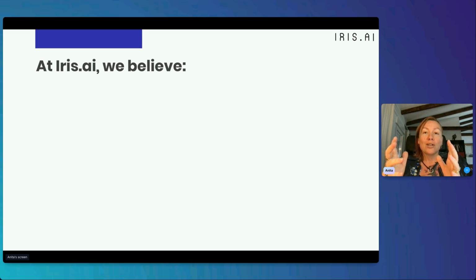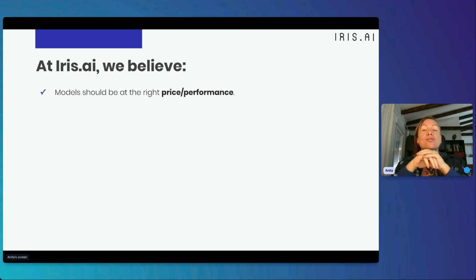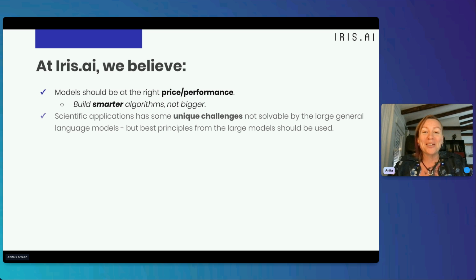So with that said, that was a little bit of the background. What we believe here at Iris, and what fuels the tools we're building and the Researcher Workspace as the primary tool that we're going to demonstrate to you today, is firstly that models, which is the machine learning models that lie underneath the interface you're going to see, should be at the right price and performance. It should be good enough so that it works, but it should also be affordable. Or said differently, build smarter algorithms, not bigger algorithms.